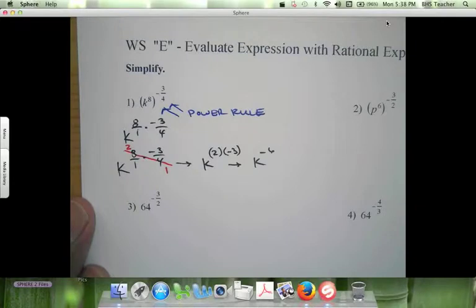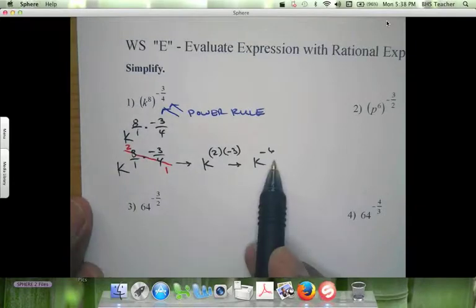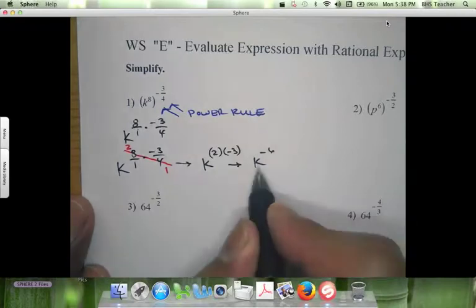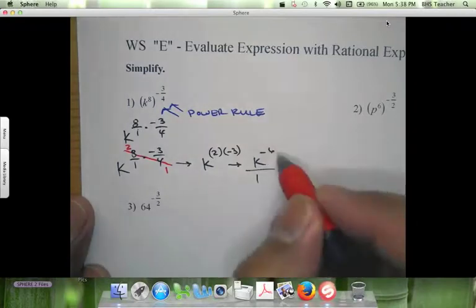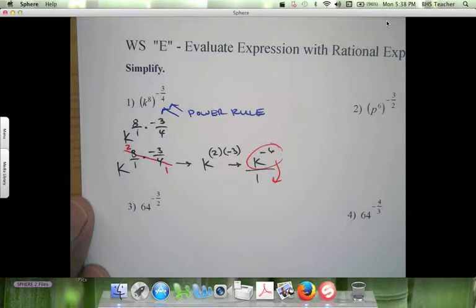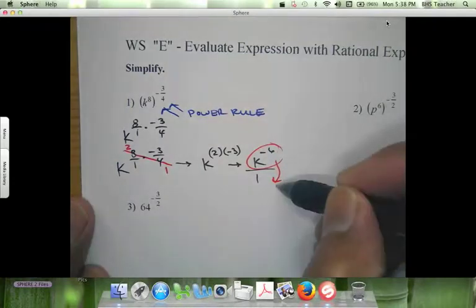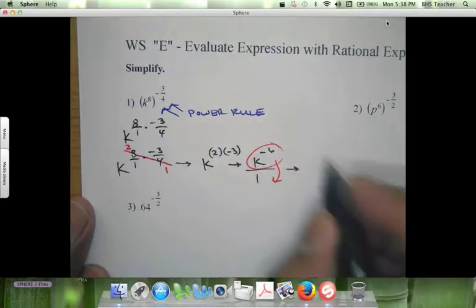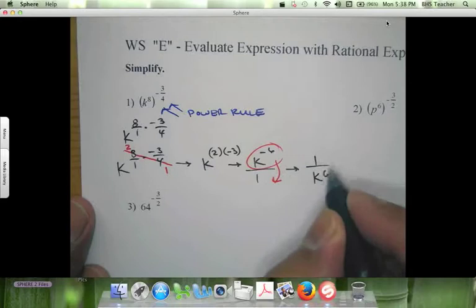Remember negative exponents, we cannot leave negative exponents. We have to put a 1 under this. We're going to bring it down. If you have a negative exponent in the numerator, bring it down to make it positive. If it's in the denominator, you bring it up. Final answer, 1 over k to the power of 6 for number 1.